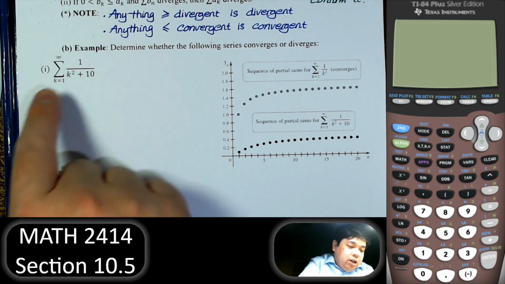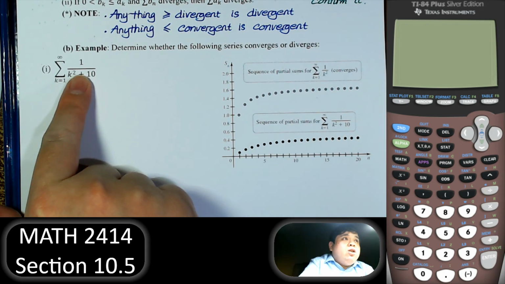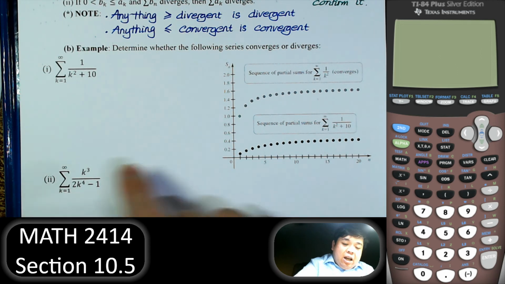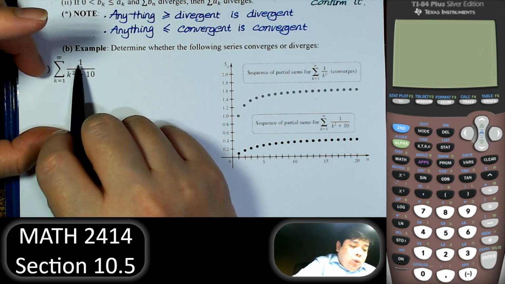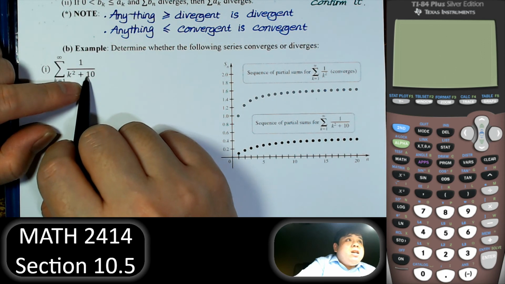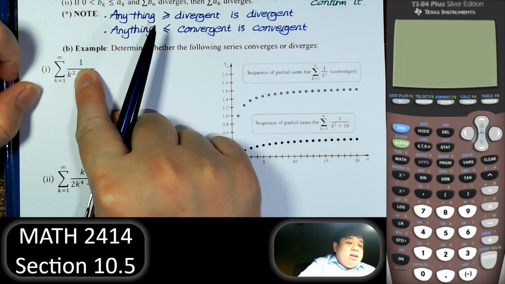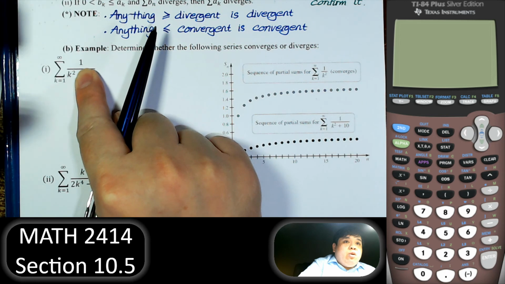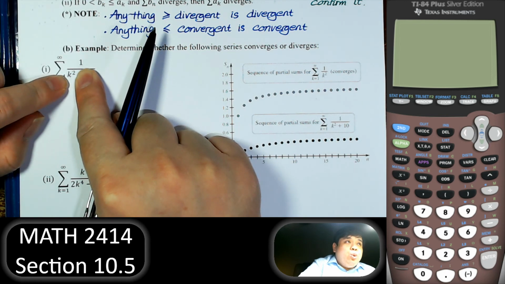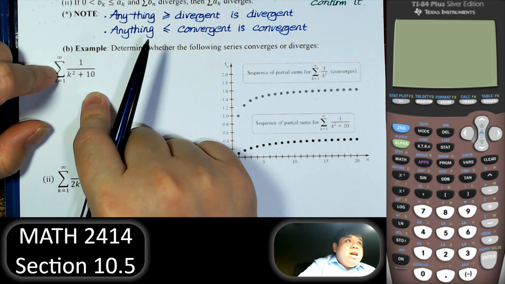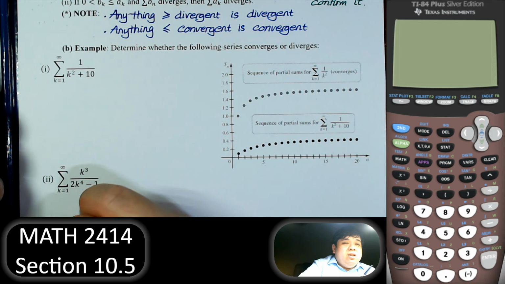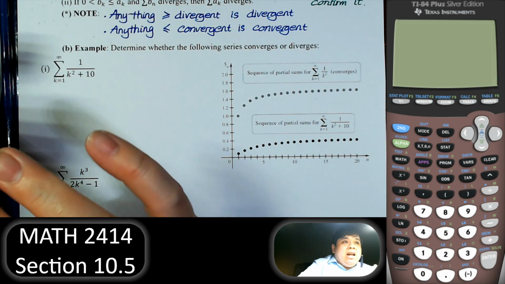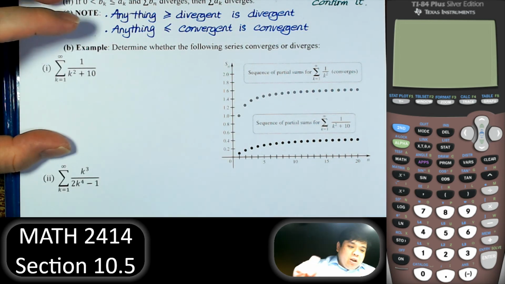So let's look at the first example. Is this one convergent or divergent? We'll just take a wild guess. Of course, we have the answer here already. Right. So when we have this one over k squared plus 10, if we don't have the plus 10, then this is a P series that is convergent because P equal to 2, convergent. Now if we have the 10, what happens if we make the denominator slightly bigger? Then the whole thing is slightly smaller, right?